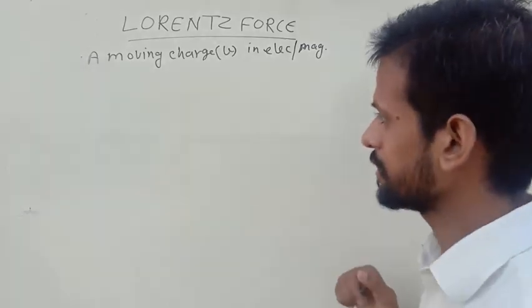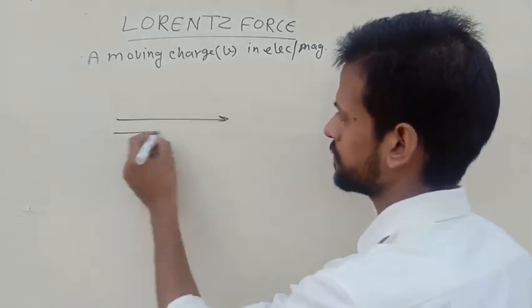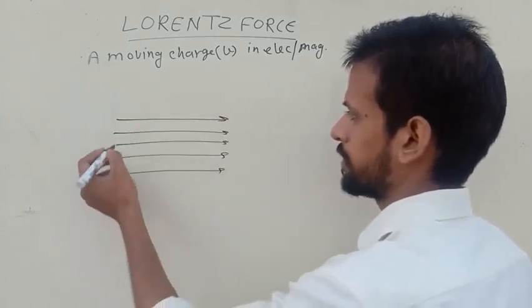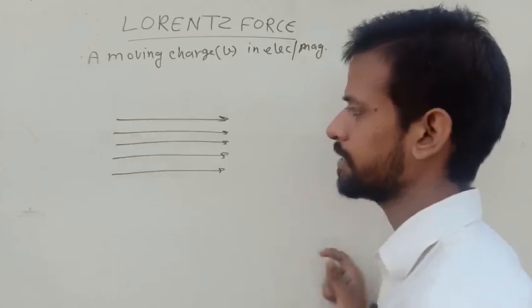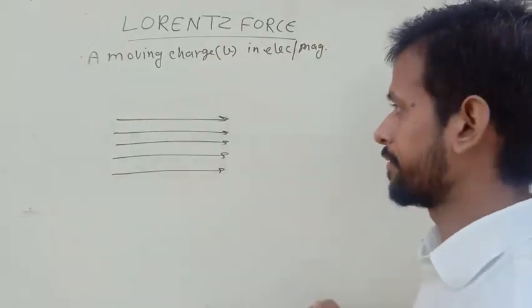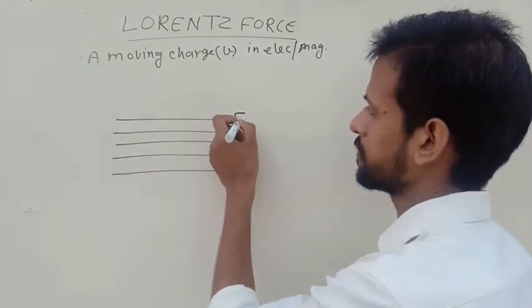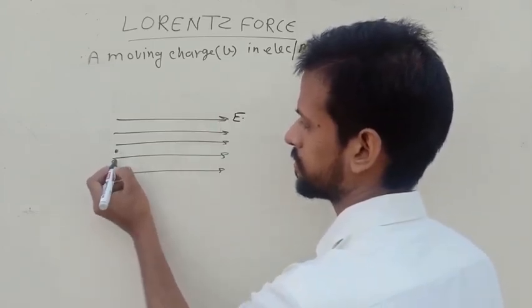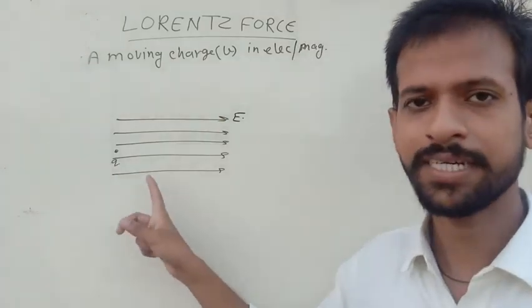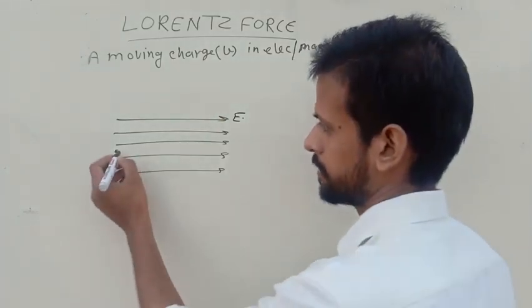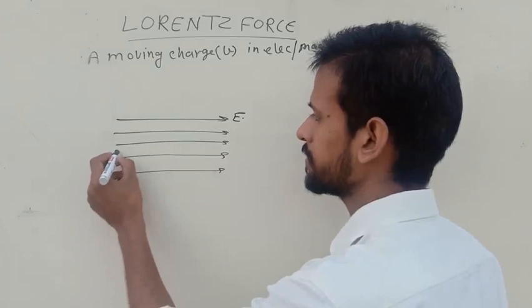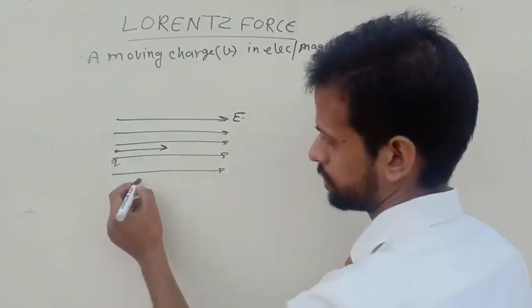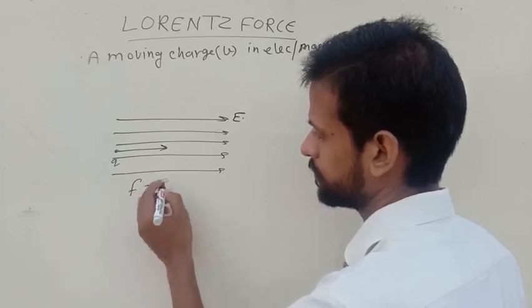So now let us consider the electric field, and this is the plate here, this is the plate and this is the electric field. Direction of electric field is this. Now let us consider a charge Q is here, then it experiences a force, and if this is negative, then it moves like this. What will be the force? This force is QE.